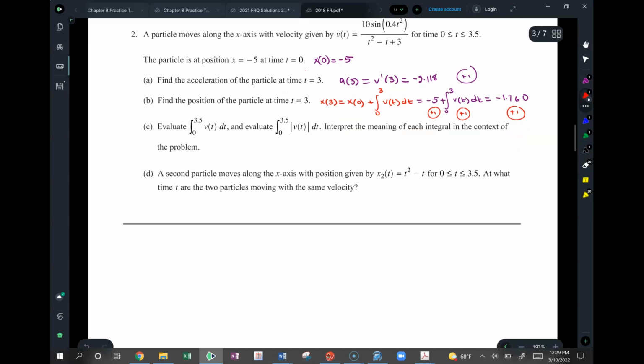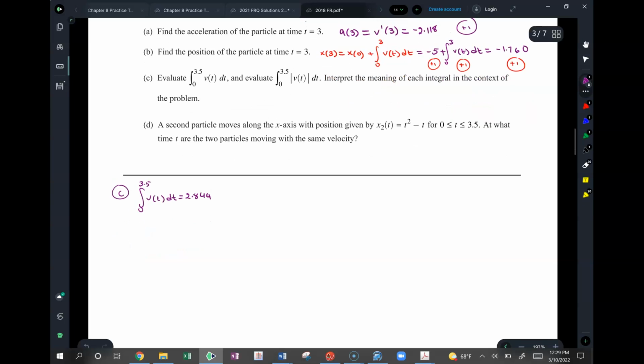Okay. Evaluate 0 to 3.5 v of t dt. Oh my god, that's like a plug and chug. We can do that. So literally just plug it into your calculator and you should get 2.844. That's the point. Well, it's a point with this one. 0 to 3.5 absolute value v of t dt, 3.737.